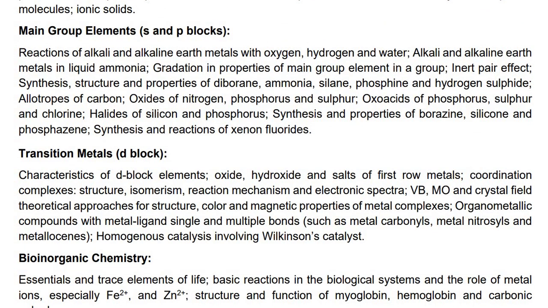Now main group elements, s and p block elements. Reactions of alkali and alkaline earth metals with oxygen, hydrogen and water. Alkali and alkaline earth metals in liquid ammonia. Gradations in properties of main group elements in a group, inert pair effect, synthesis, structure, properties of diborane, ammonia, silane, phosphine and hydrogen sulfide, allotropes of carbon, oxides of nitrogen, phosphorus and sulfur, oxoacids of phosphorus, sulfur and chlorine, silicones and phosphazenes, synthesis and properties of borazine, and synthesis and reactions of xenon fluorides.